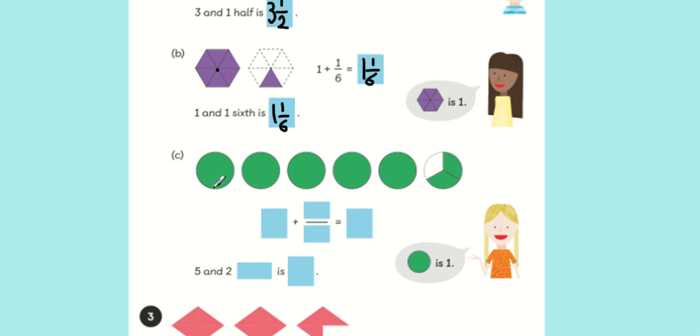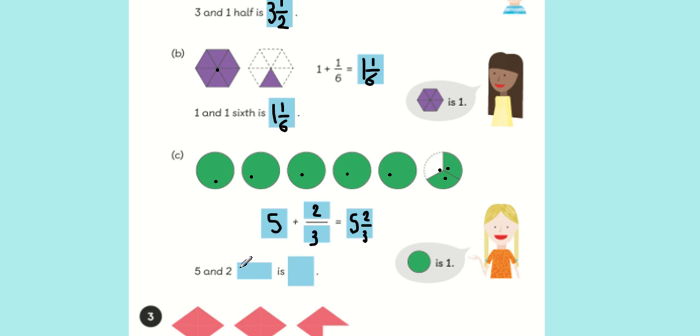Next one there in a circle shape is 1. So we've got 1, 2, 3, 4, 5 whole circle shapes. And then this final one has been split into 1, 2, 3. Okay, so we know it's going to be thirds, and 2 of these thirds are shaded. 2 out of 3, 2/3. So 5 add 2/3 equals 5 and 2/3. There we go.